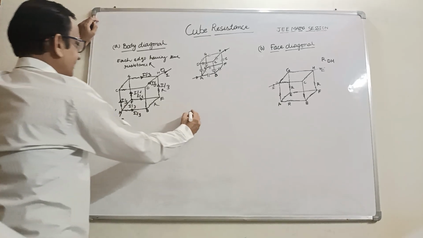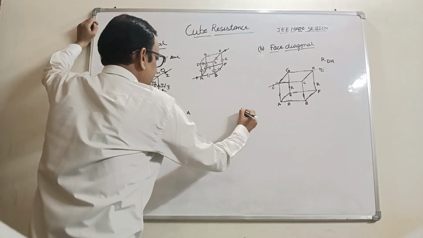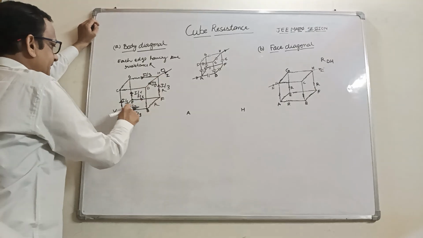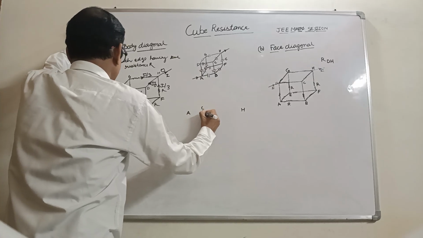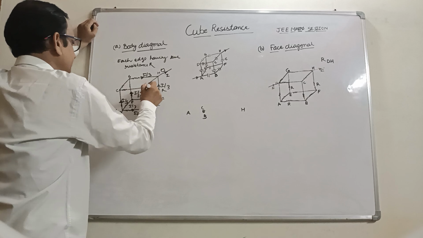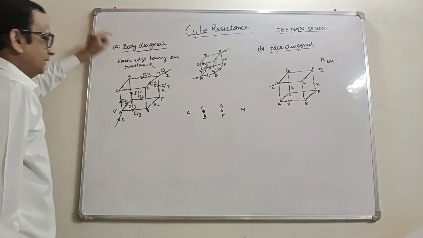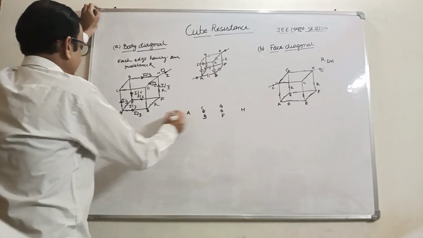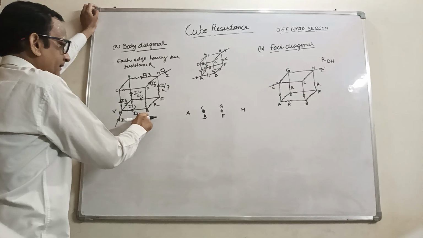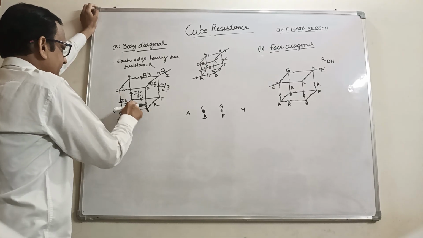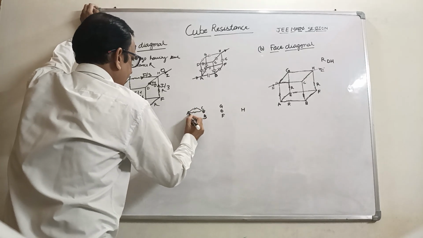So we have to find the equivalent resistance between A and H. This is A, this is H. C, E and B are equipotential points, and similarly G, D and F are equipotential points. Between A and C there is one resistor, between A and E one resistor, and between A and B one resistor. These three resistors are in parallel, so we draw them here.